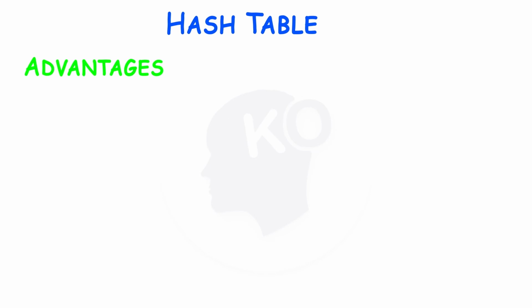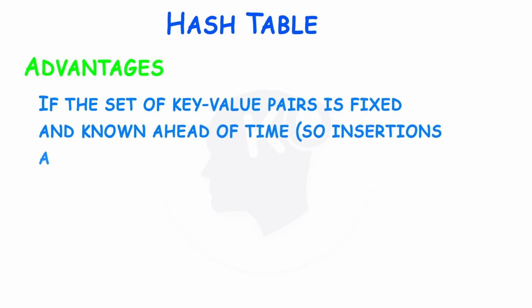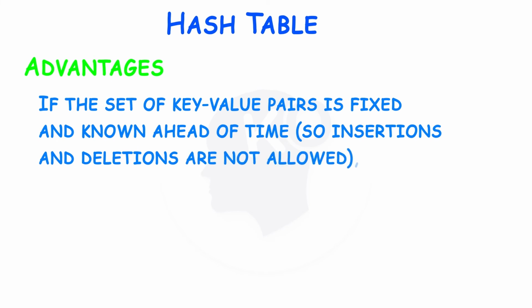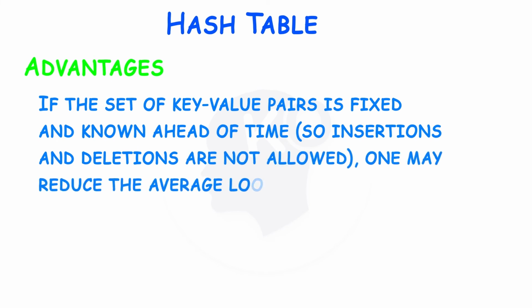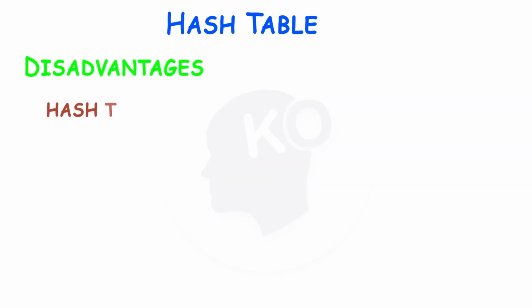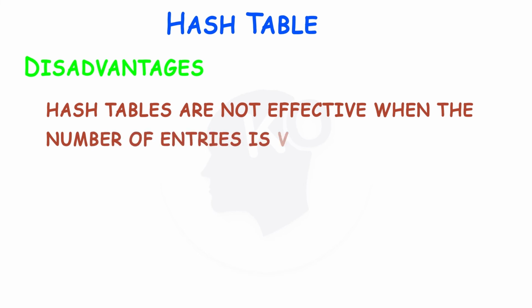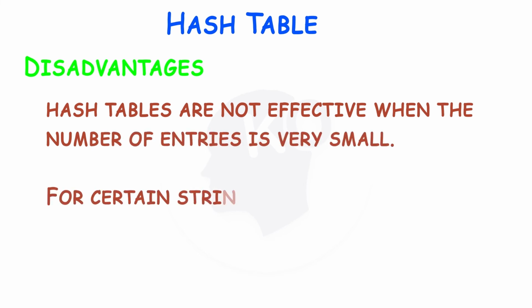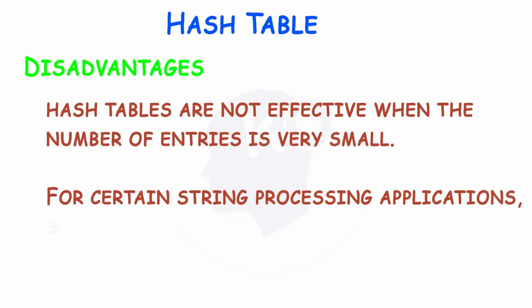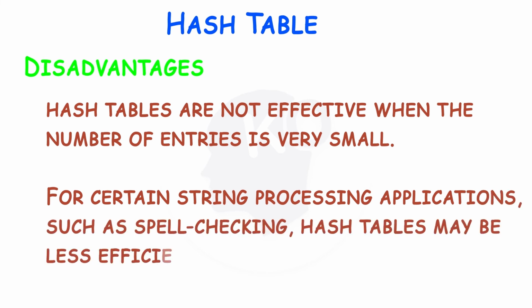Advantages. The main advantage of hash tables over other table data structures is speed. If the set of key value pairs is fixed or known ahead of time, so insertions and deletions are not allowed, one may reduce the average lookup cost by a careful choice of the hash function. Disadvantages. Hash tables are not effective when the number of entries is very small. For certain string processing applications, such as spell checking, hash tables may be less efficient.